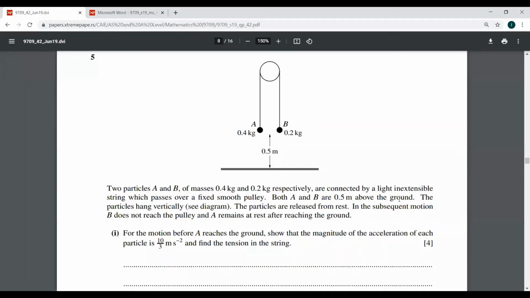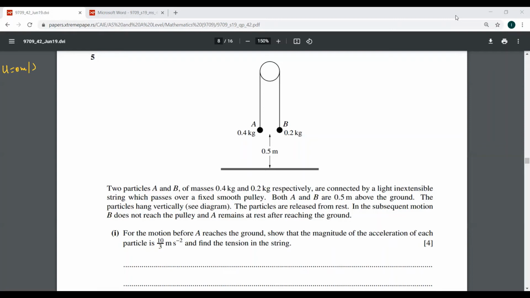Okay, the fifth question: two particles A and B of masses 0.4 kg and 0.2 kg respectively are connected by a light inextensible string which passes over a fixed smooth pulley. Both A and B are 0.5 meter above the ground. The particles hang vertically, the particles are released from rest. So this means the initial speed is going to be 0 here, okay.